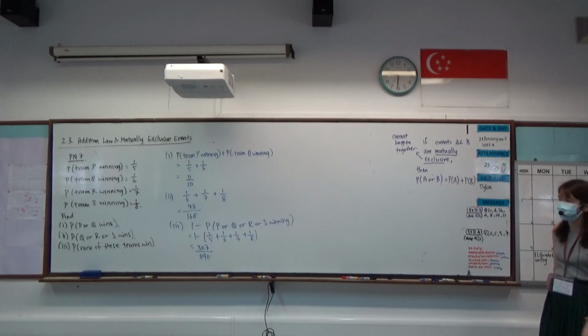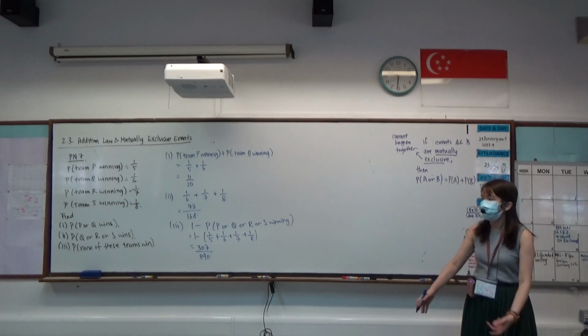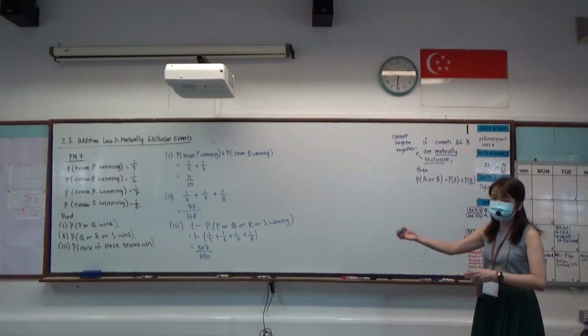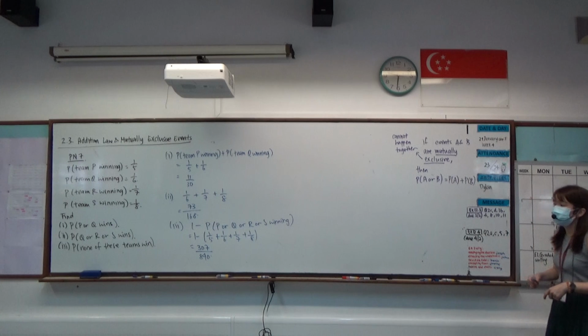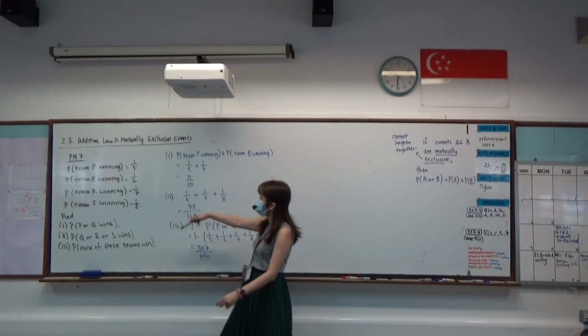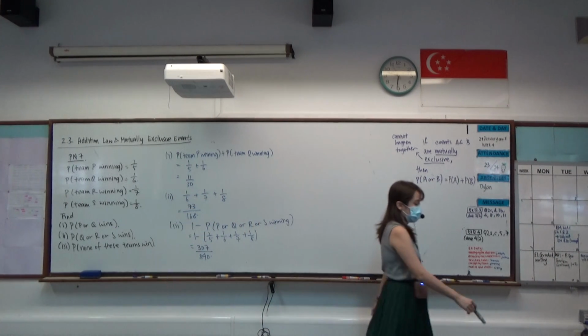So actually this question did not specifically say that P, Q, R and S are the only teams here. So there are other teams actually. So that's why there's that probability that none of them are winning. Okay, and if you have added up all the probabilities given for them winning, they are not going to be equal to 1. Okay?